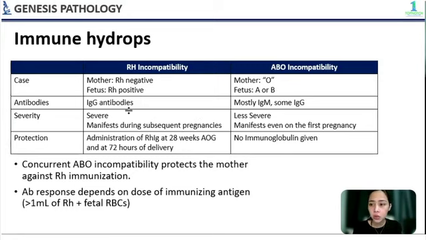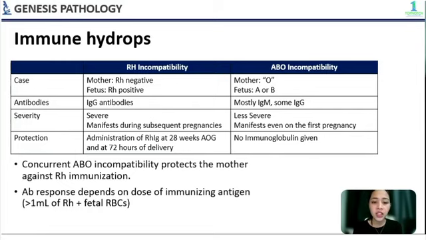Tapos, yung antibodies dito are usually the IgG type. Remember, yung IgG mo, siya yung nakakacross sa placenta. But now, meron tayong mga prophylaxis. We can give Rh negative women RhIg or Rh immunoglobulin at 28 weeks AOG and within 72 hours of delivery.